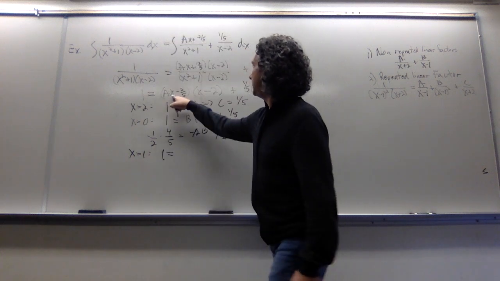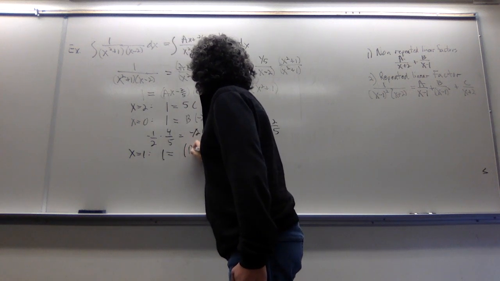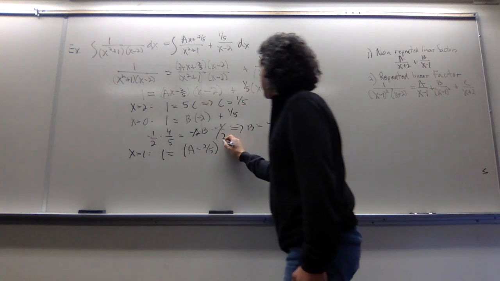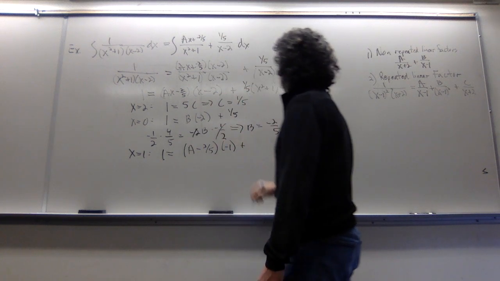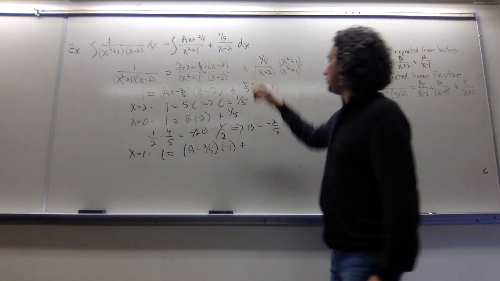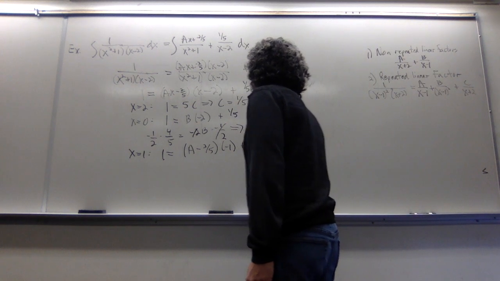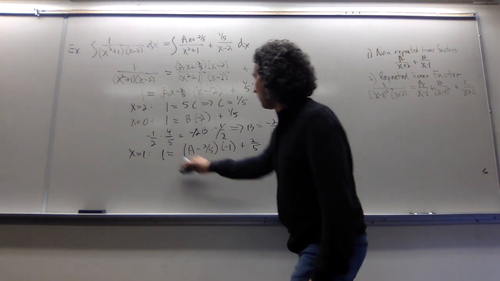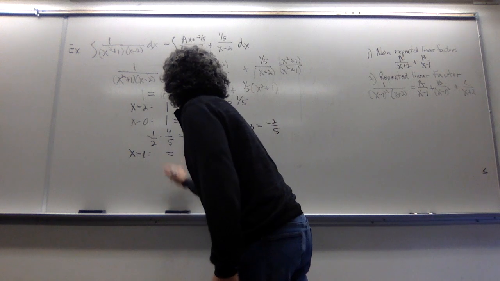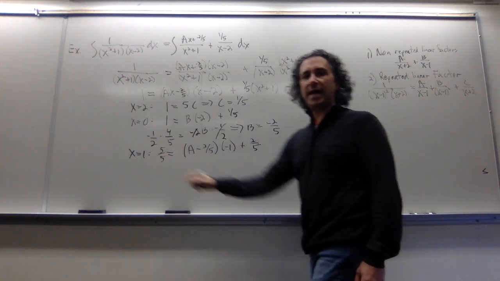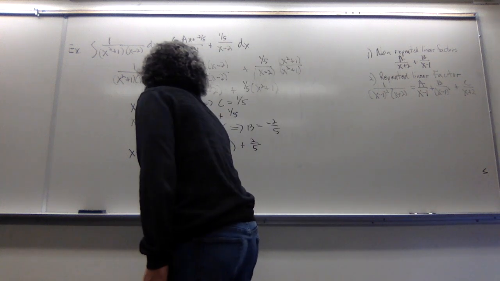So let's see. This is a minus 2/5. 1 minus 2 is minus 1. 1 squared is 1. 1 plus 1 is 2. 2 times 1/5 is 2/5. So I'm in the world of fifths, so let me call this 5/5. I'm going to subtract 2/5 from both sides, and I get 3/5.